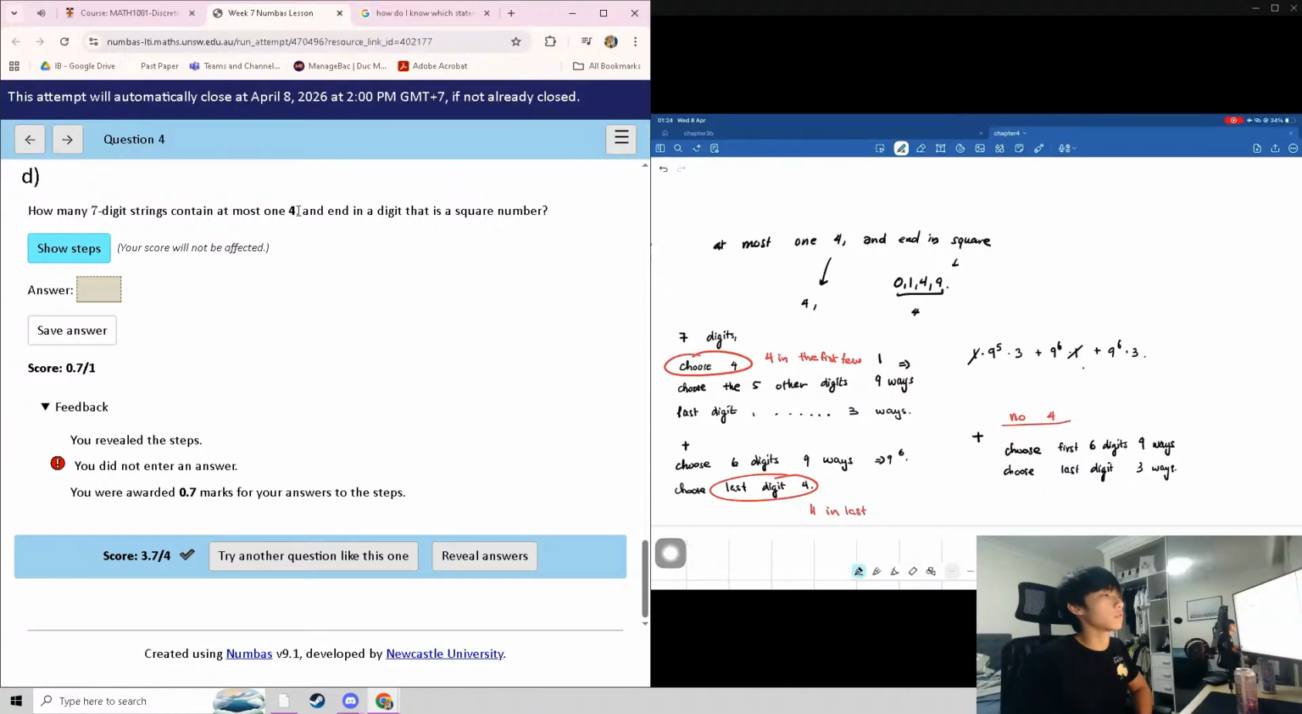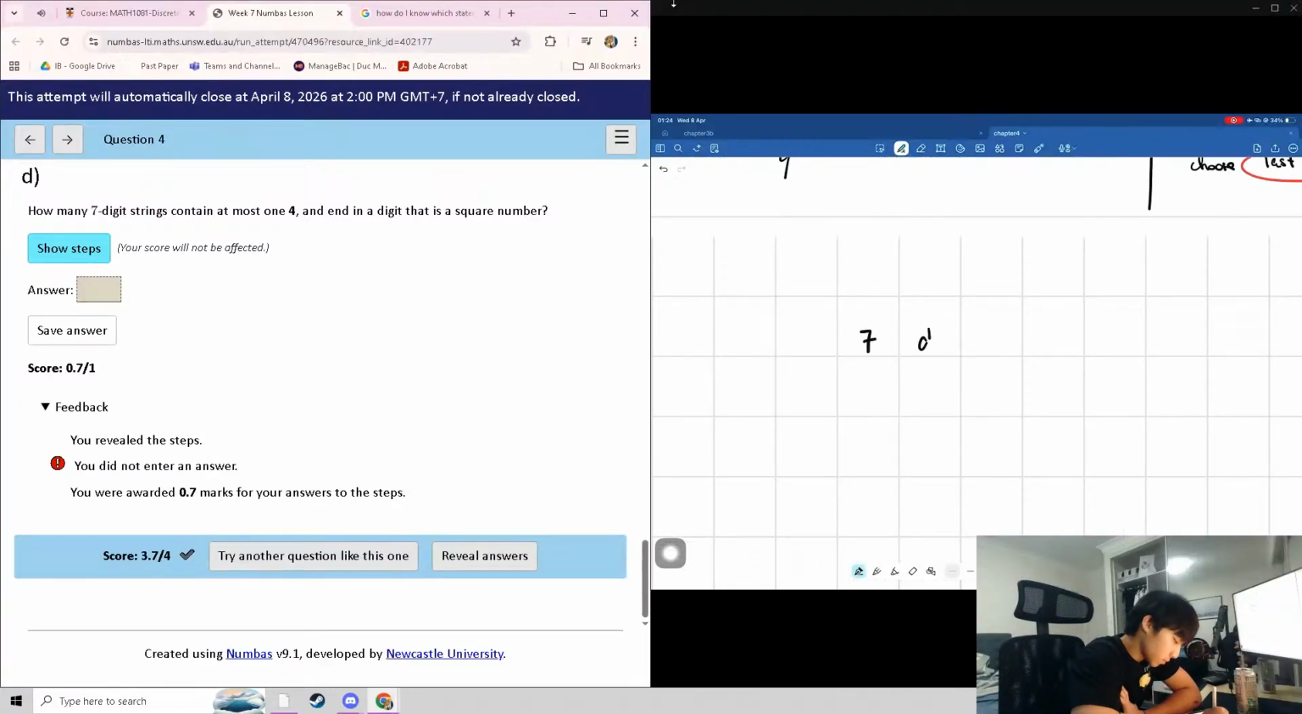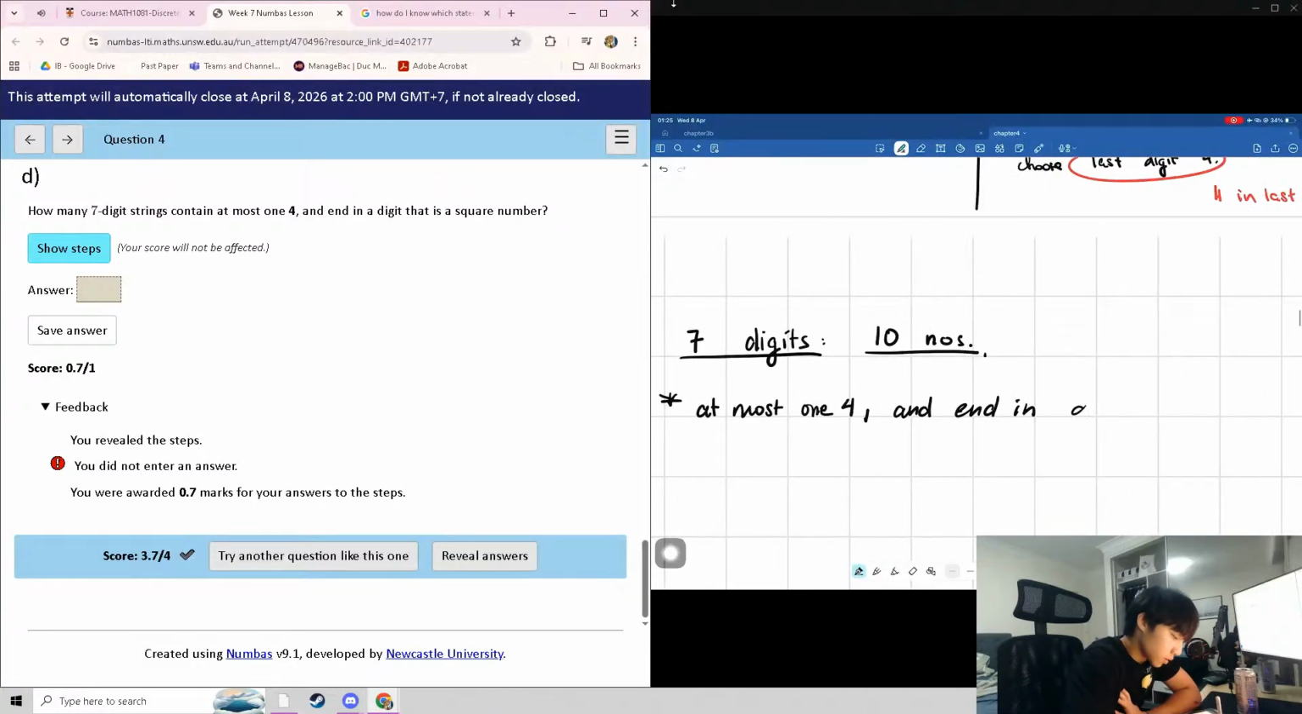At most a 4 in the digits. Let's break it down again. 7 digits, 10 numbers, and we want, at most, one 4 in that.